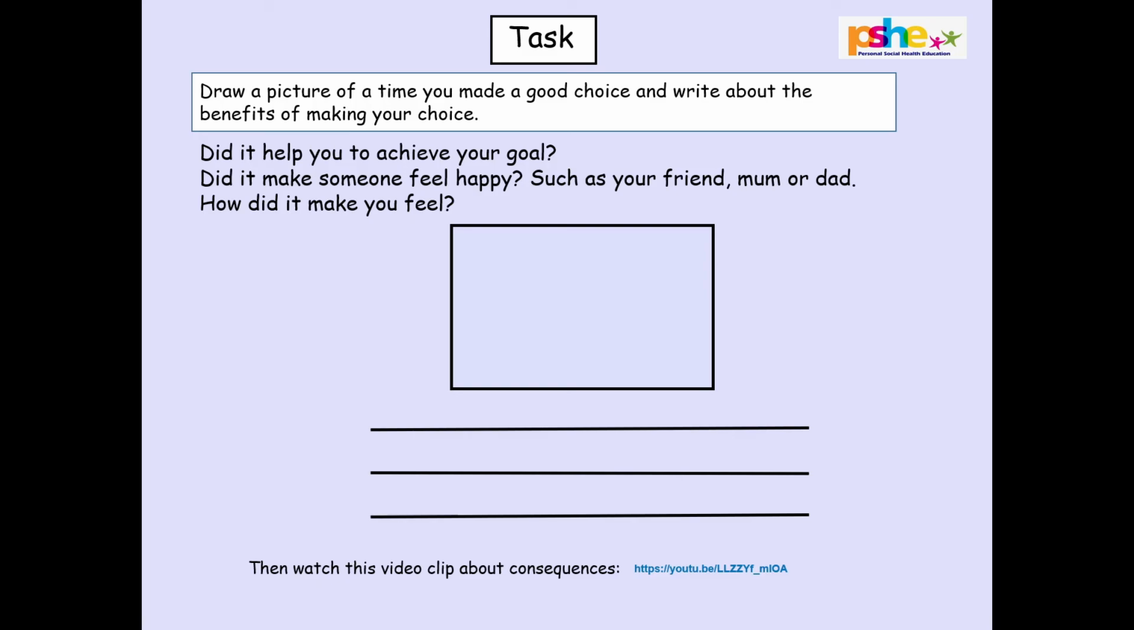Did making the right choice make someone feel happy, such as your teacher or your friend or your mum or your dad? And how did it make you feel? So write a couple of sentences about your choice and how it made you feel and what the outcome was. Then watch this video clip about consequences.